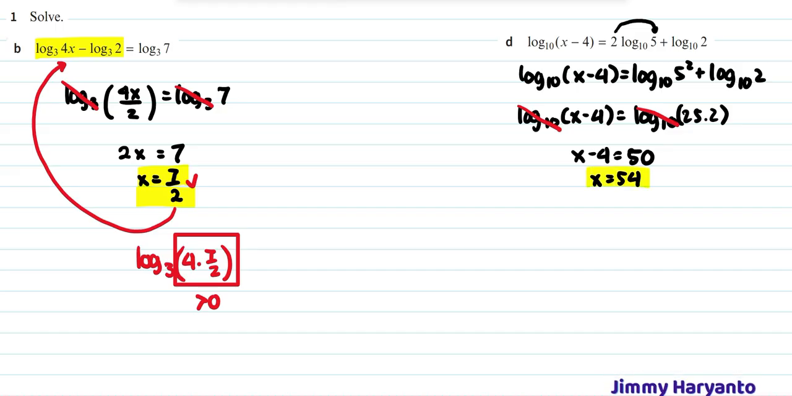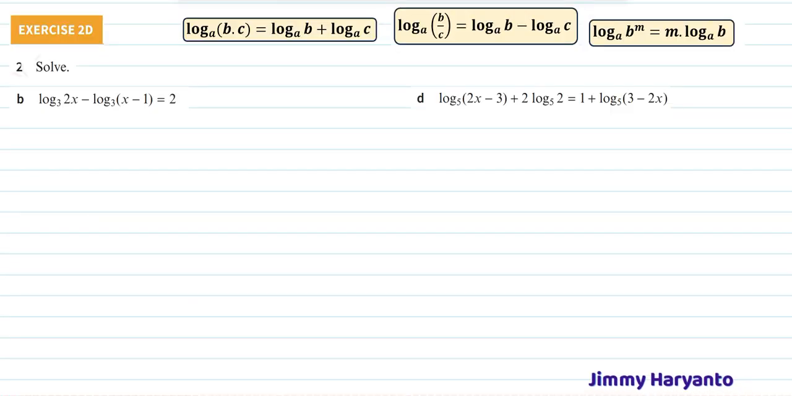And then check your answer. Logarithm 10, 54 minus 4 equals 50, and 50 is greater than 0. That means this one is the solution. Okay, next is question 2a.